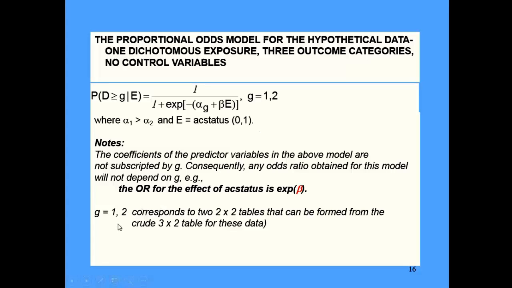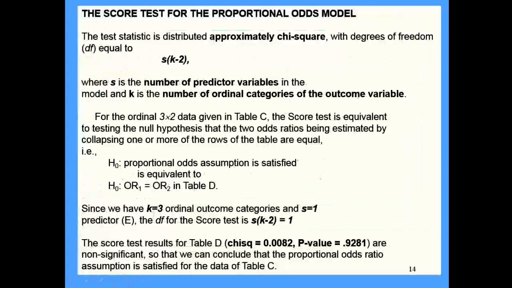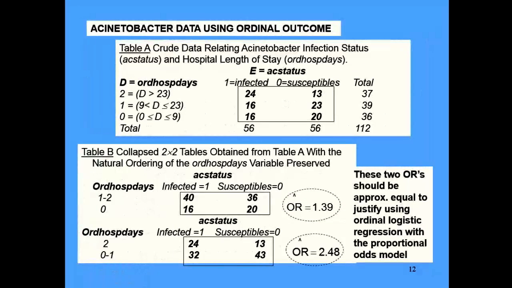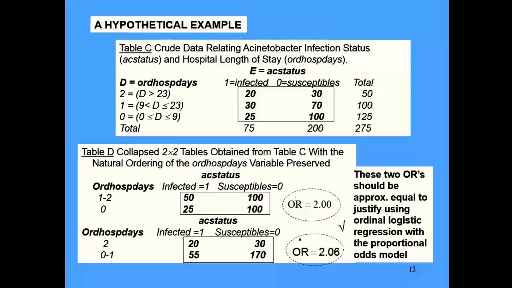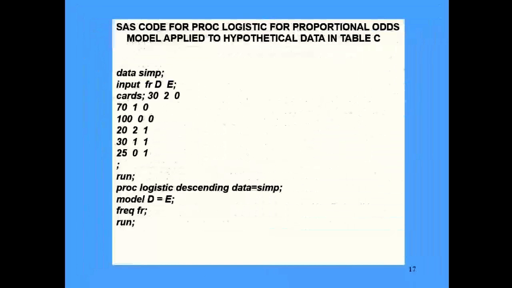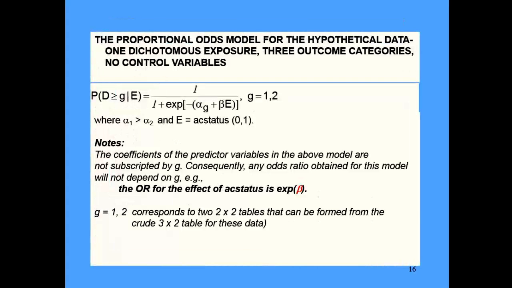And as I said, G equal to 1, 2 corresponds to the 2 by 2 tables that can be formed from the crude 3 by 2 table for these data, which we did by splitting things up. That's why G equal to 1 and 2 has to do with this way of splitting things up. There are 2 tables like this. Now, here's some computer code. This is a little tricky, getting used to this model, but let's look at the code.